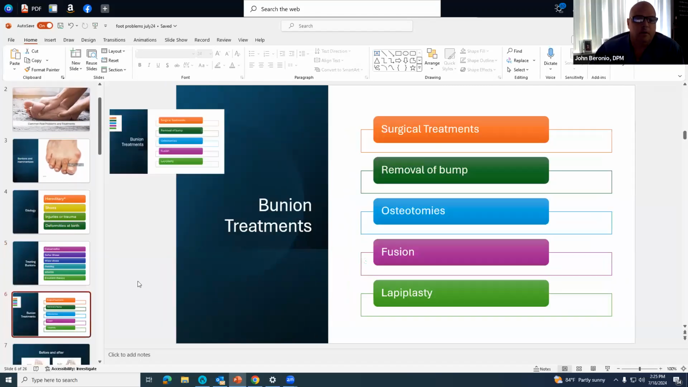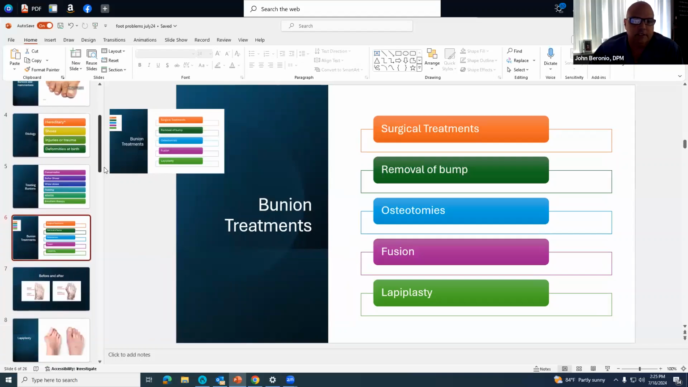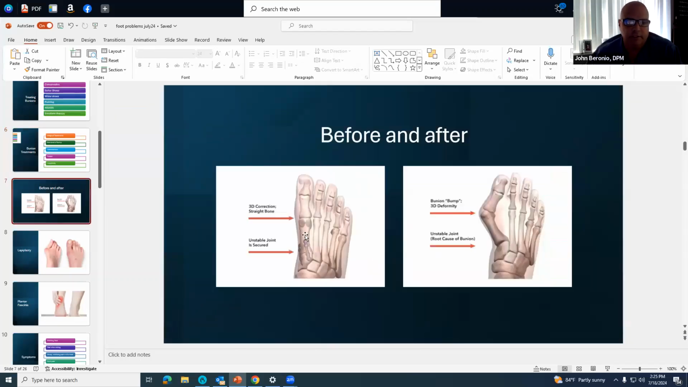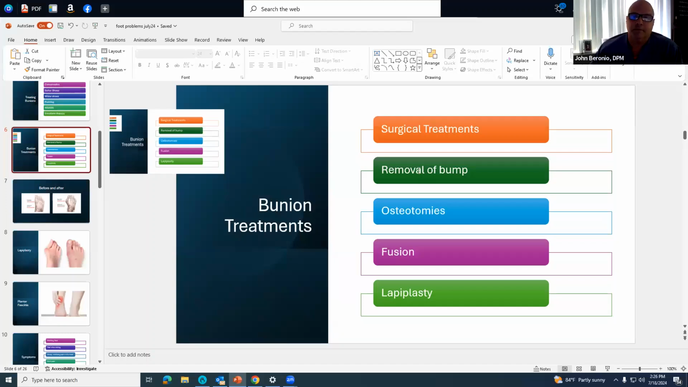Okay. The next way to treat the bunion is surgical treatment. And surgical treatment, you can do a couple of different ways, and it is determined by the severity of the deformity. And the severity of the deformity is measured by the angle between the first and the second metatarsal. And let's see here, I'll show you. This here is the first metatarsal, and this is the second metatarsal. So the angle between these two bones determines the severity of the deformity, and the severity of the deformity will determine the procedure.